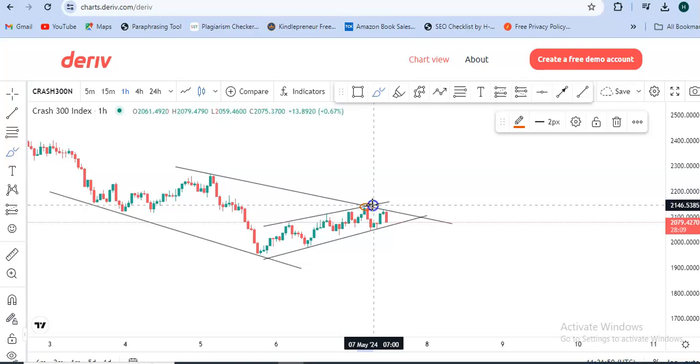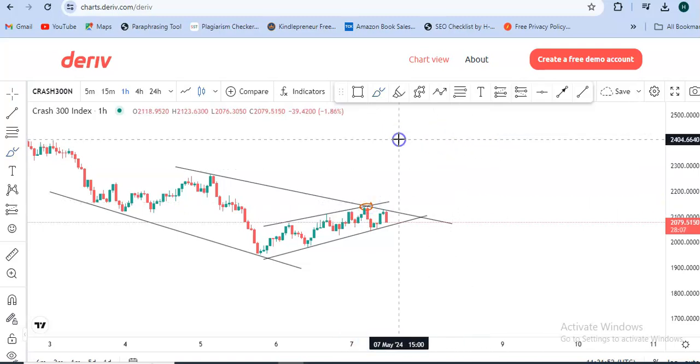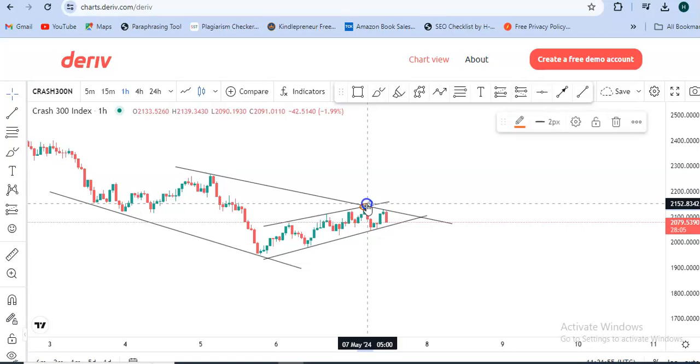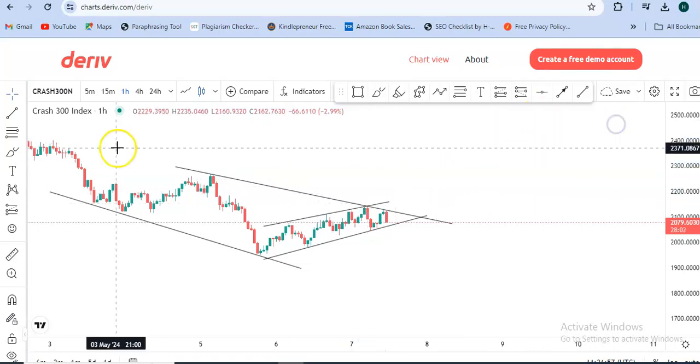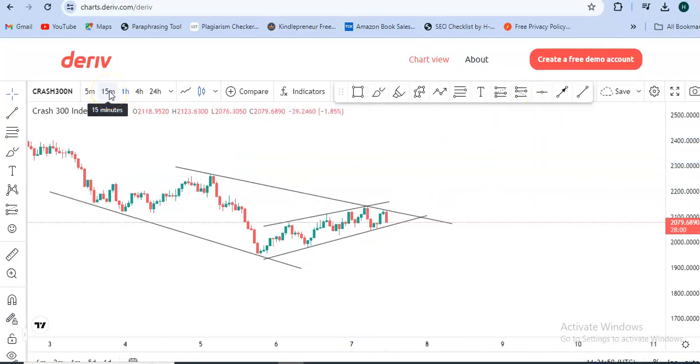Though I'll go down to the 15 minutes time frame so that you see it more clearly. It was at this point I found that setup and I took the trade. So let's go to the 15 minutes time frame. Let me show you what happened.